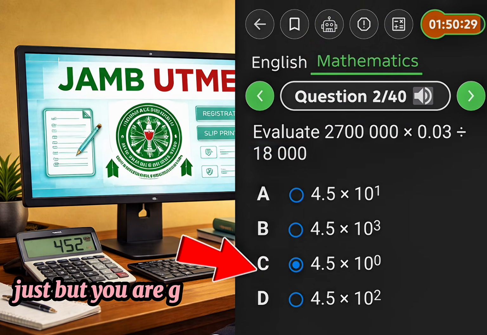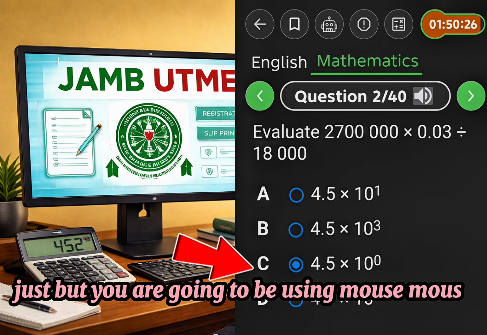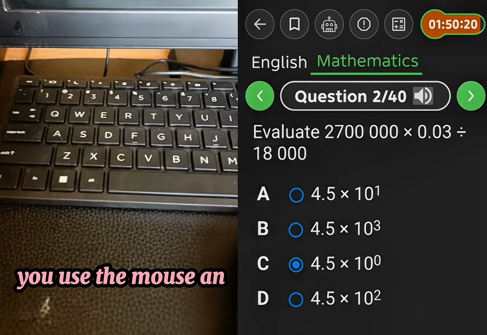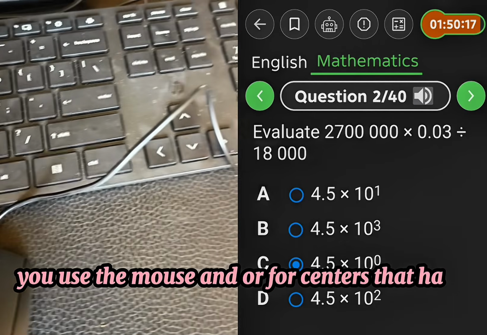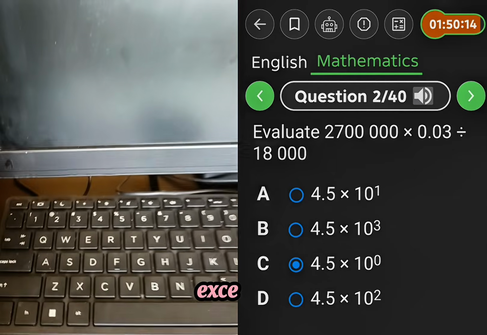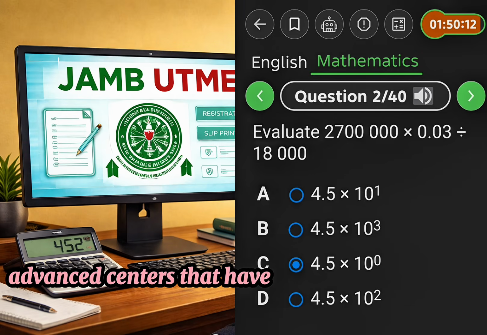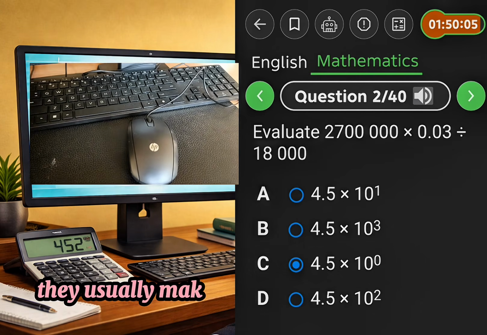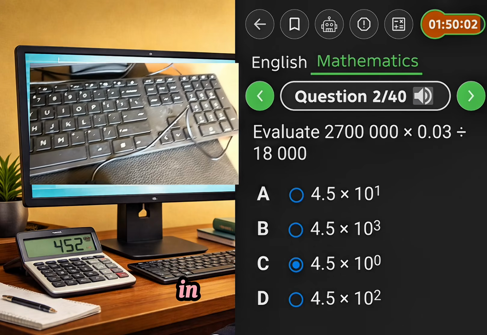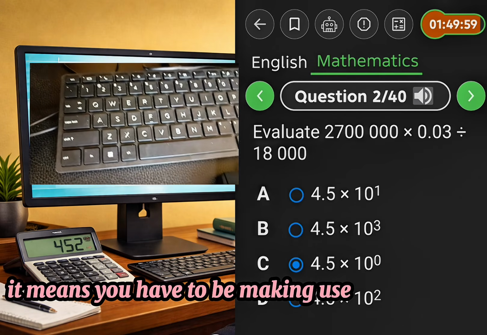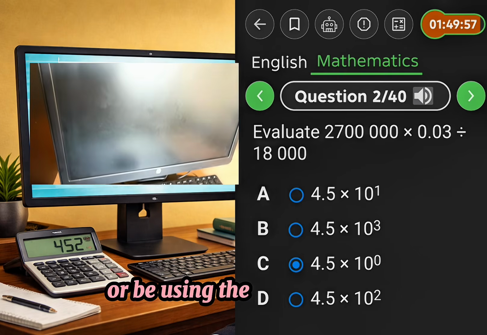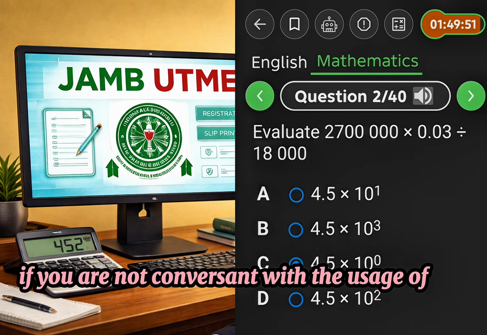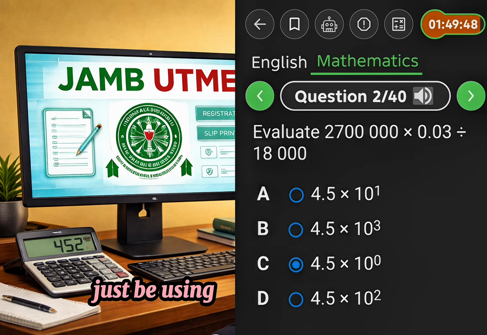But you are going to be using the mouse, not the mouse rat that disturbs you at home. So you use the mouse, or for centers that have laptops, but most centers will not use laptops except for advanced centers that have enough laptops to go around. But desktops are what they usually make available for use in CBT centers. So you have to be making use of the mouse or using the scroll key. But that scroll key, if you are not conversant with the usage of the system, might be a problem. Just be using the mouse to drag.